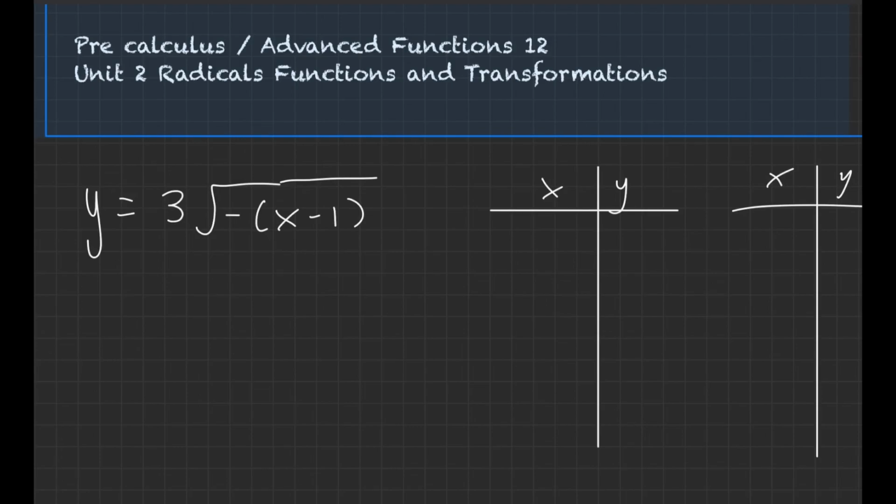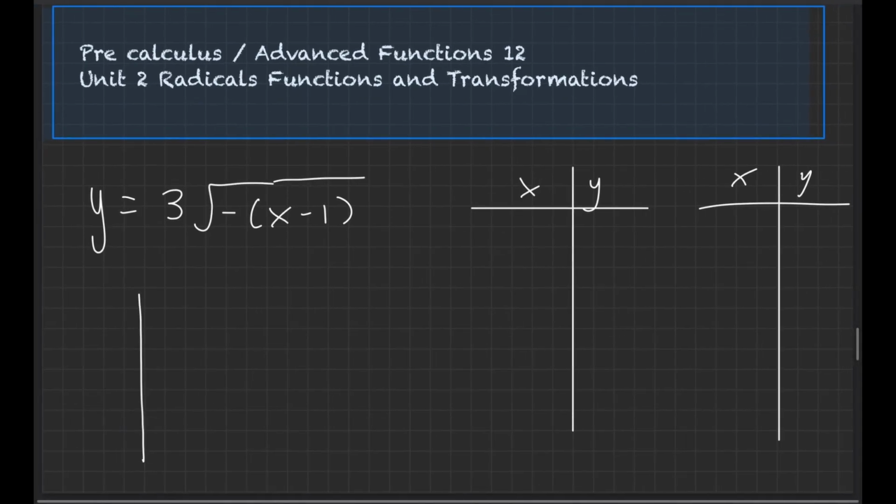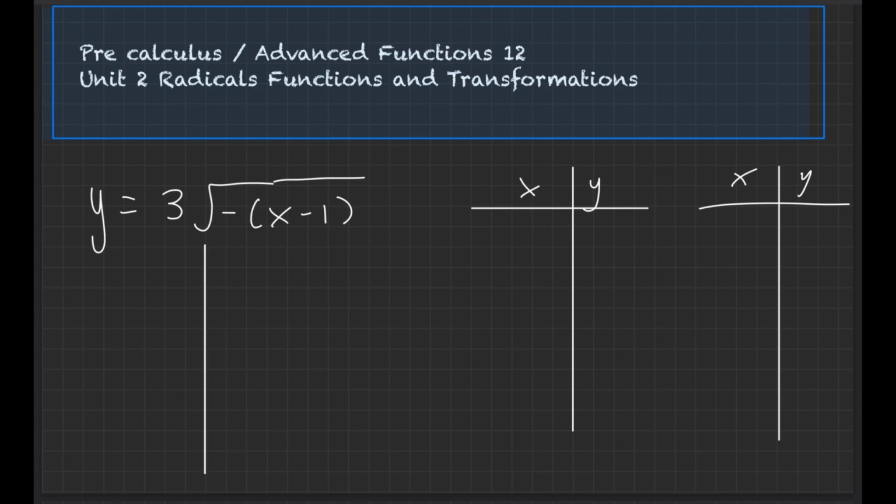Alright, now let's talk about the radical function and doing transformations with it. And let's ultimately try to sketch the graph of y equals 3 times the square root of minus x minus 1. Okay, so there's a couple methods you could use to do this. Personally, what I usually do and what I teach students is to first just graph the radical function.